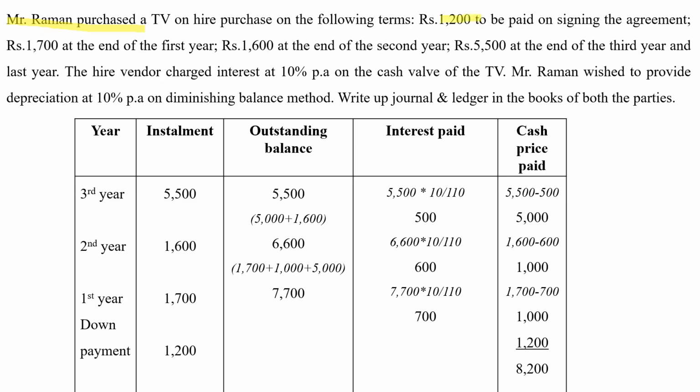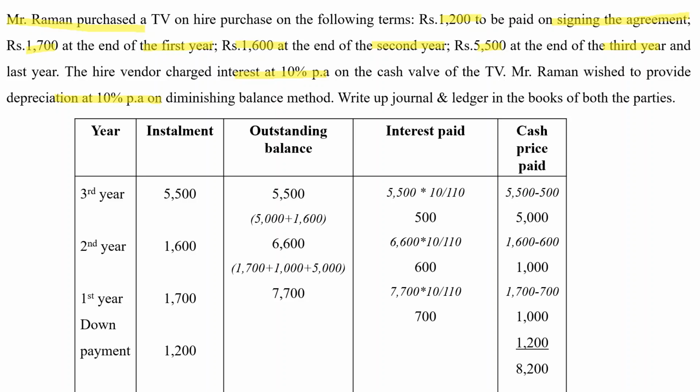Okay, 1200 is to be paid on signing the agreement. So 1200 is the down payment. 1700 at the end of the first year, 1600 second year, 5500 at the end of the third year. So these are the installment amounts. Hire vendor charged interest at 10% per annum. So the rate of the interest is 10%. Depreciation is at 10% per annum. So in this question, down payment is given, installment amount is given, rate of interest is given, but cash price is not given.